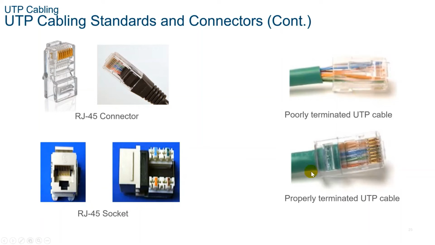All right, so a properly terminated UTP cable looks like this. It is a good connector with wires that are untwisted only to the extent necessary to attach to the connector. A properly terminated UTP cable is a requirement for good networks. Improper cable termination can impact transmission performance, and that would lead to performance degradation.